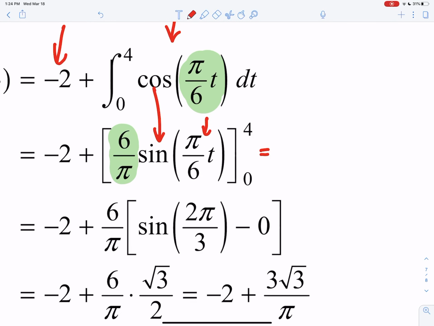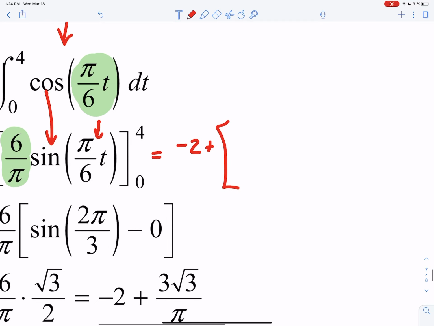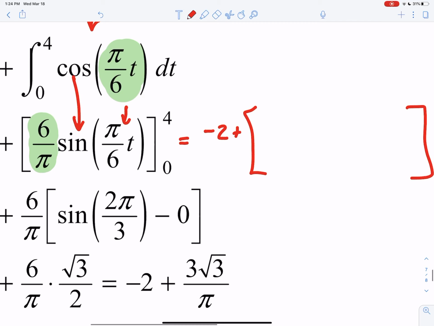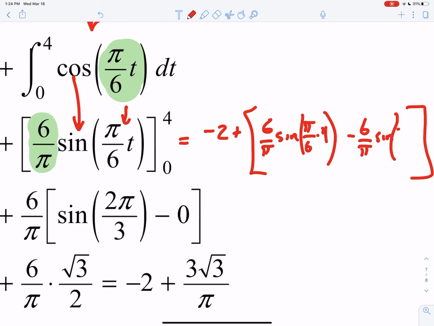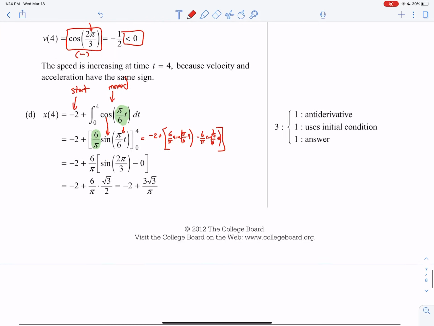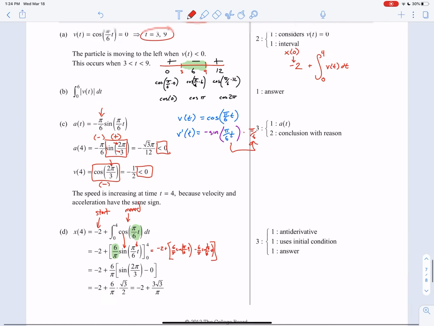They actually plugged everything in. I would probably just do negative 2 plus, and then this is where you write in your work, 6 over pi sine of pi over 6 times 4 minus 6 over pi sine of pi over 6 times 0, and I would just leave it there. Okay? Equal is equal, you get your answer there, right? And that's it.